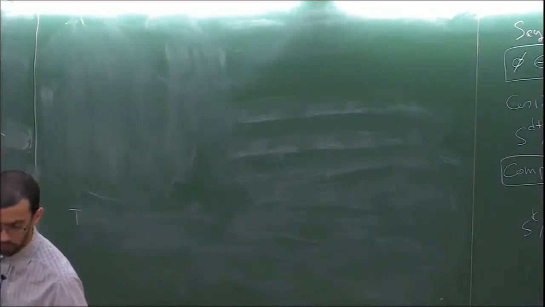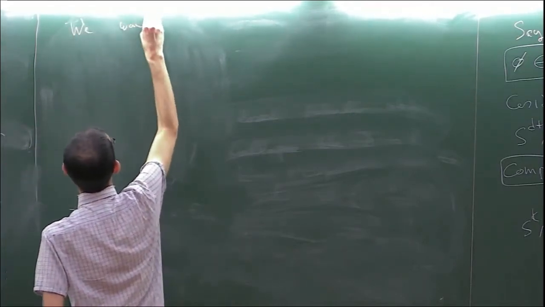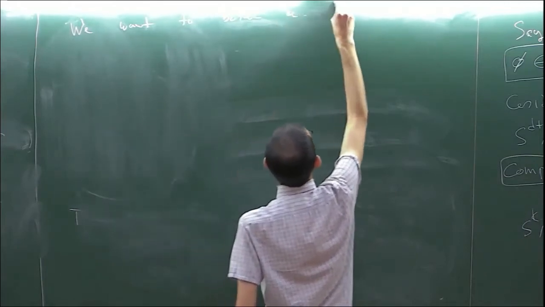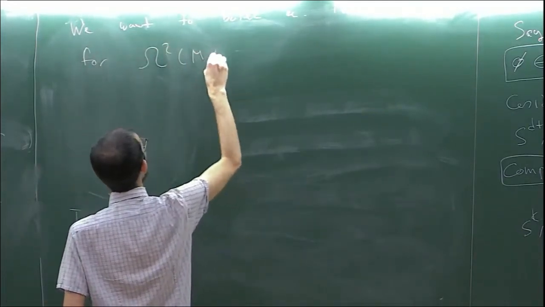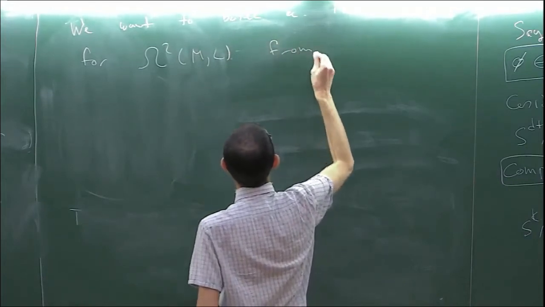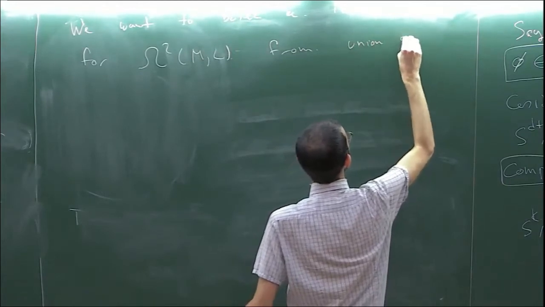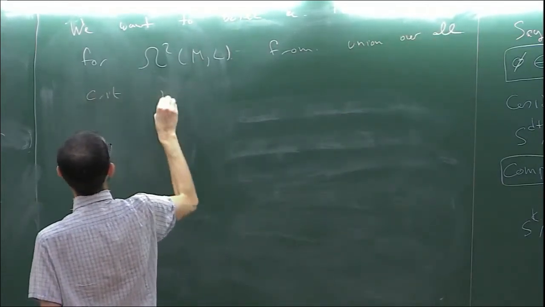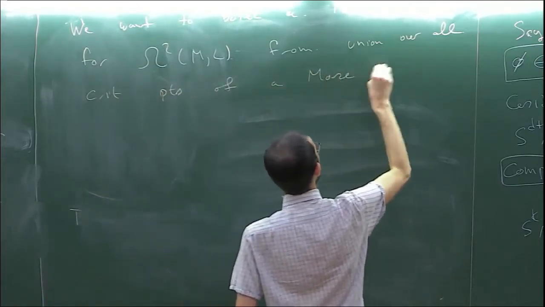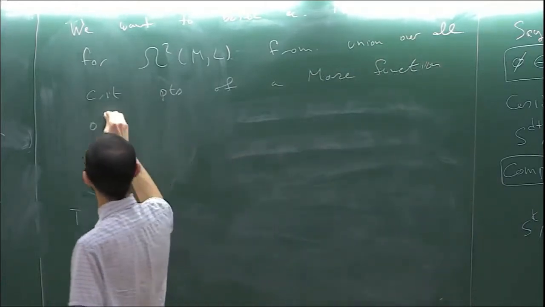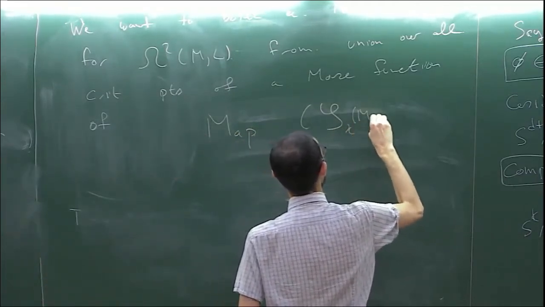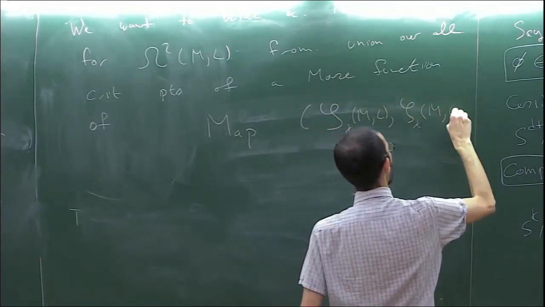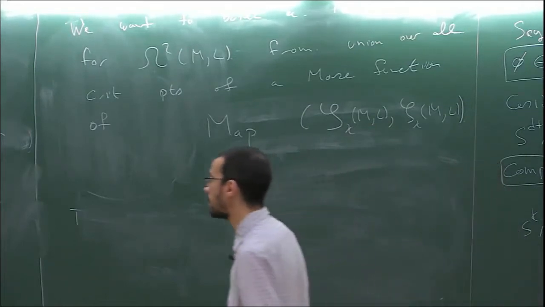So what do I want to say about this? What I want to say is that we want to build a Morse model for the loop space of ML, from the union over all x, over all critical points of a Morse function, of the space of maps from this square to itself, and I want to say it's over this.